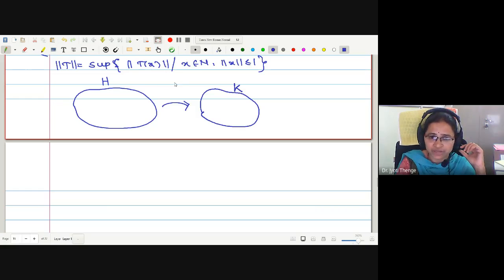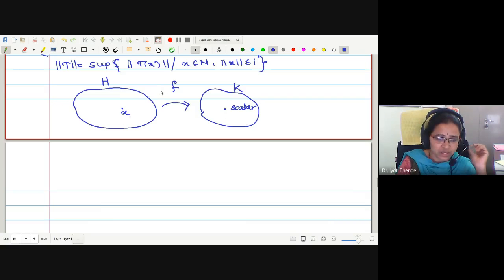Okay. Now we are defining this as a symbol f, say. Suppose I want to define a functional f on a vector x of a Hilbert space H, where the resulting element must be a scalar. Correct? F image of a vector x must be a scalar. But what is this f? Image of x under a functional f should be scalar.